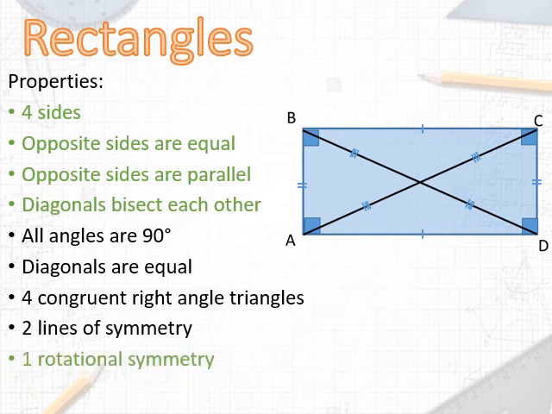And one rotational symmetry: if you rotate the shape 180 degrees, it will rotate onto itself. So those are the properties of a rectangle. Making sure that you've got all those, you can see where they are.